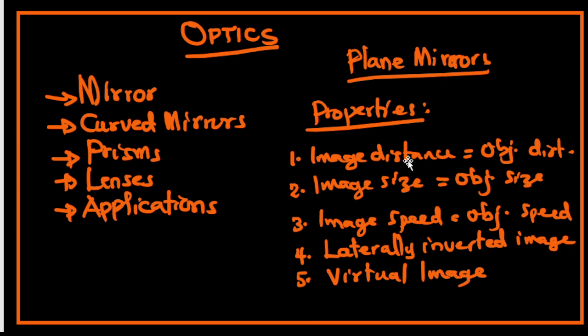Virtual, okay, good. There is also number 6. The image is always what? Erect. Or you use the word what? Upright. So these are the summary of images formed by a plane mirror.